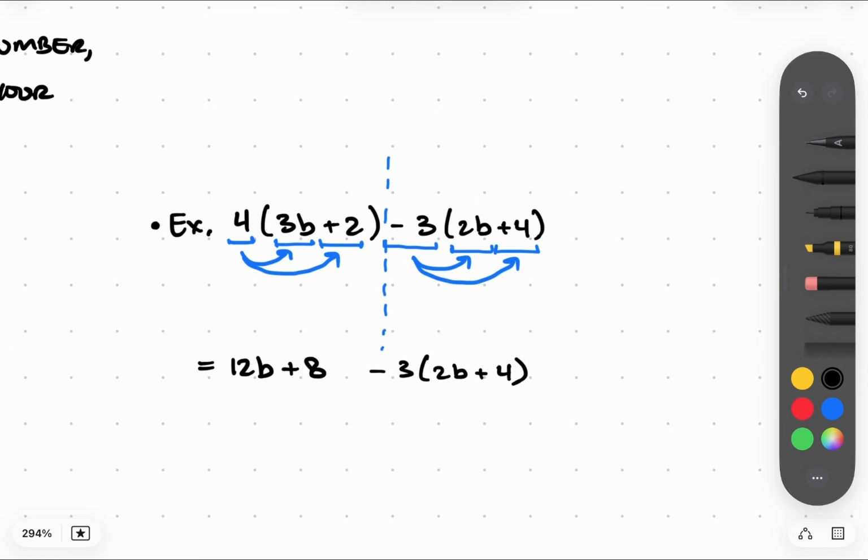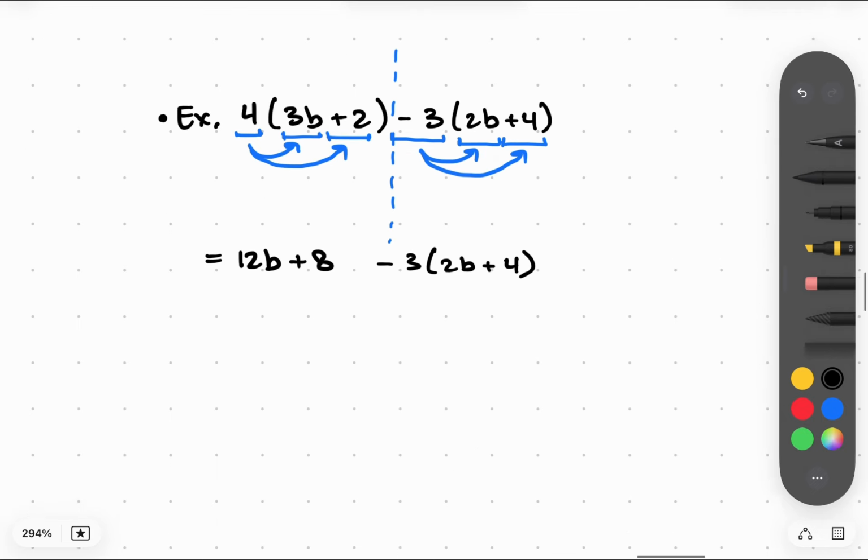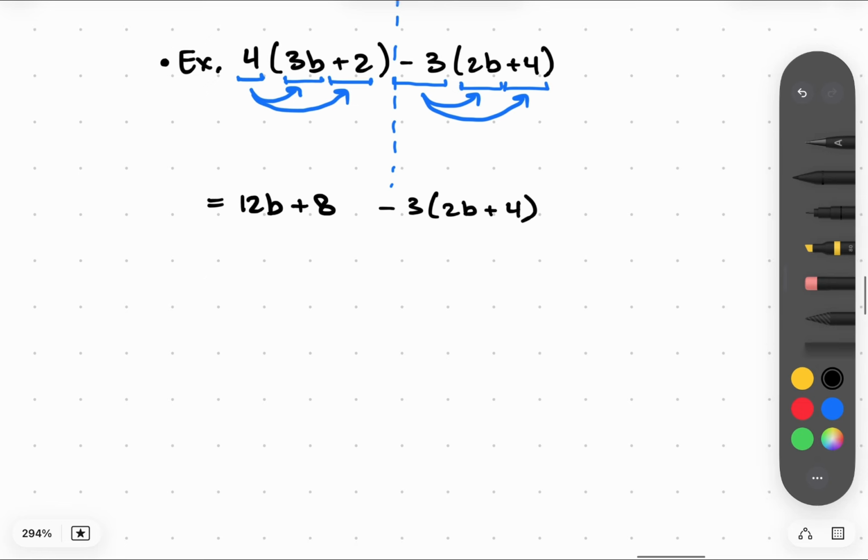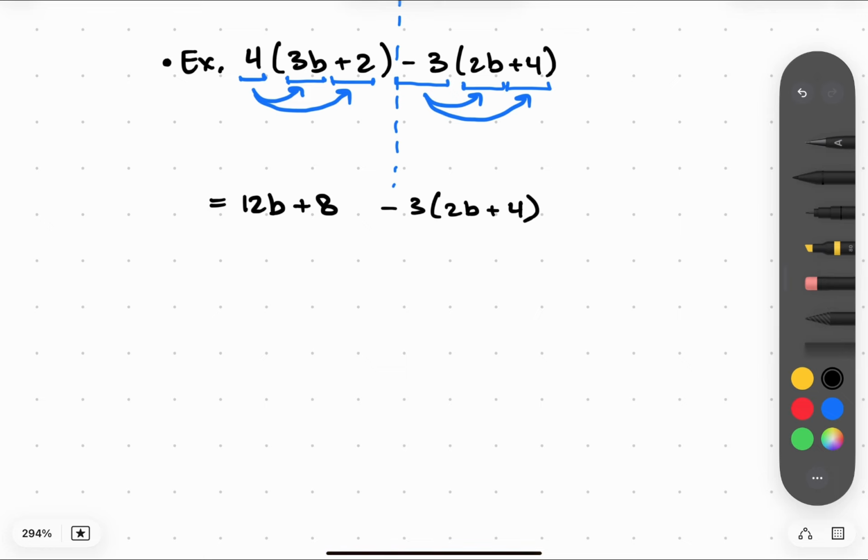I prefer doing this sometimes because then it allows me to know that I've worked on one side, right? And I could just focus on one thing at a time. So instead of trying to do it all at once, sometimes this might help. All right. So now I'm going to do the right side. Now it is going to be negative 3. And actually, I'll just do this again. Negative 3 times 2b and negative 3 times positive 4.